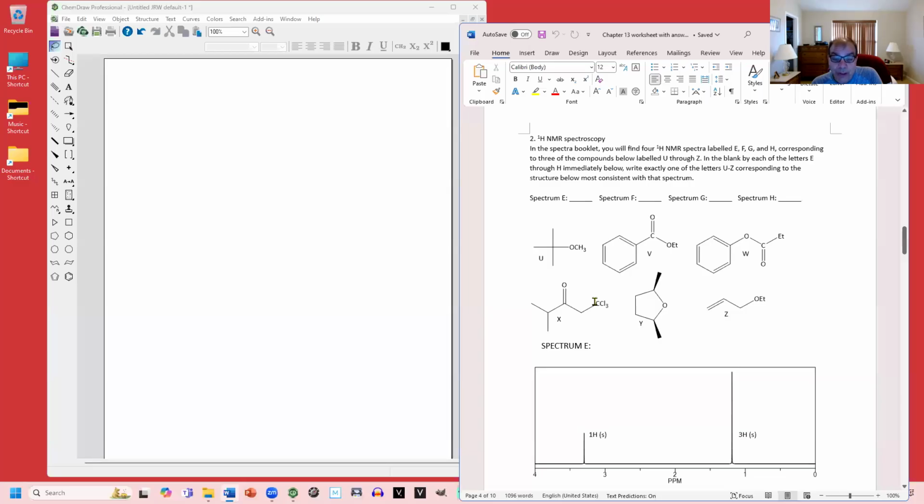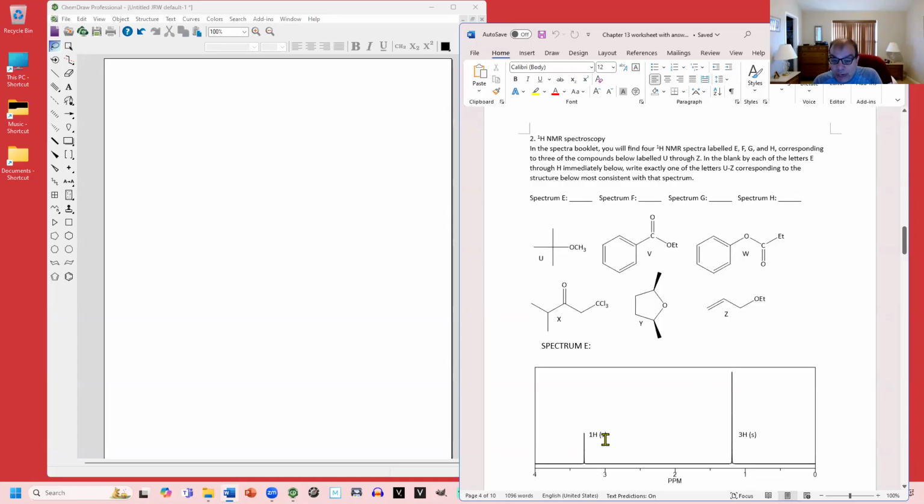Compound U has two types of hydrogen, one in the CH3. Those three are alpha to oxygen, and we would expect them to be somewhere between 3 and 4. And then the 9 equivalent hydrogens in the tert-butyl group. Note well that the central carbon has no H's on it. It already has 4 bonds, so there's no H's there. So there's 9 in the tert-butyl group to 3 in the methyl group. 9 to 3 is 3 to 1.